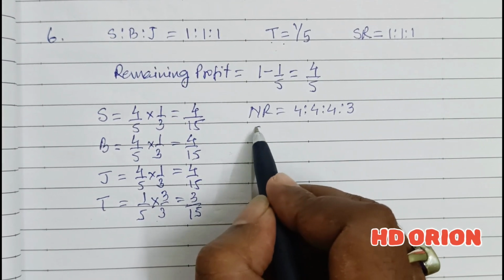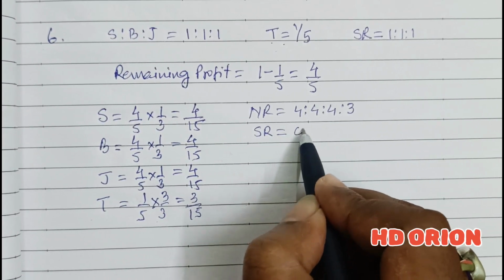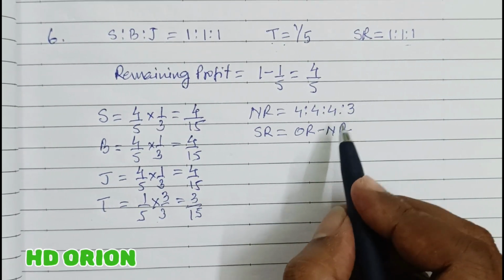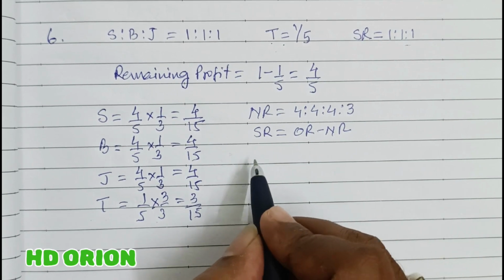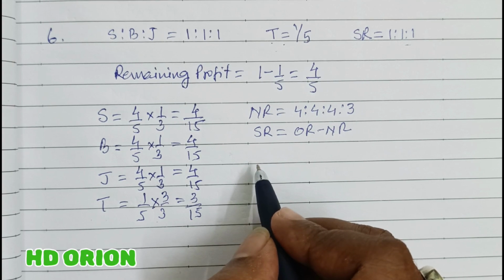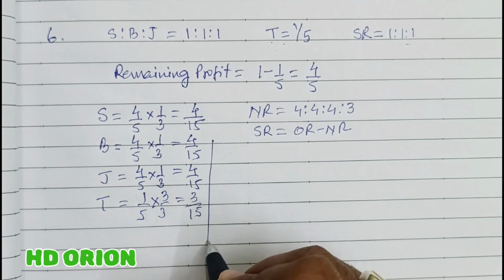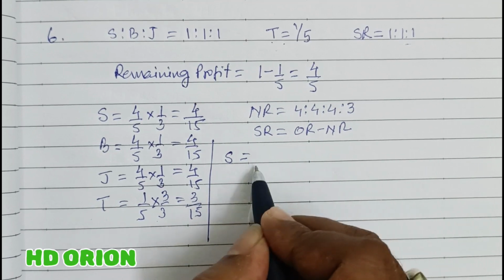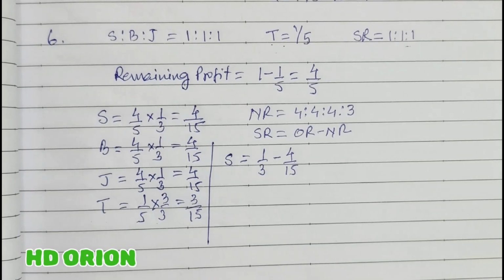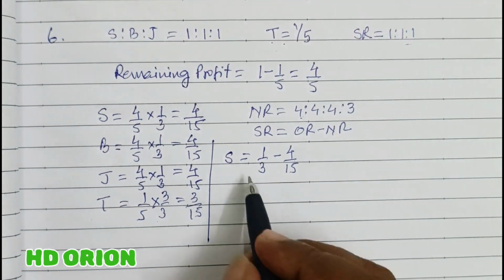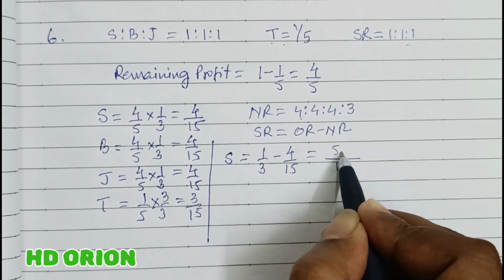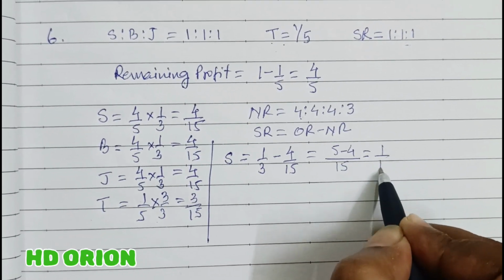Now we will calculate the sacrificing ratio, which is equal to old ratio minus new ratio. This is the old ratio and this is the new ratio for the old partners only, because the new partner will definitely gain. So there is no question of sacrifice by the new partner. So S is equal to old ratio 1 by 3 minus 4 by 15. Then solve it. Here it is 15. 5 minus 4, that is equal to 1 by 15.